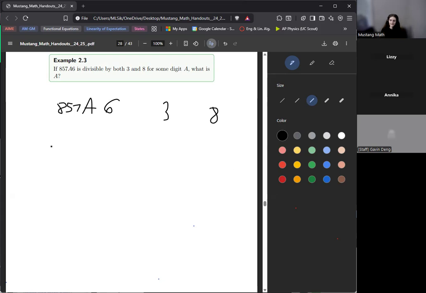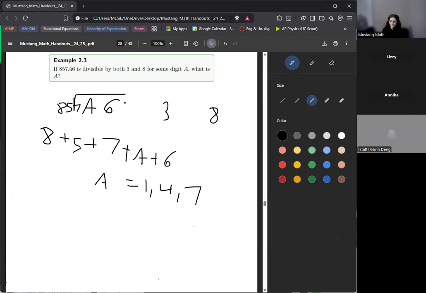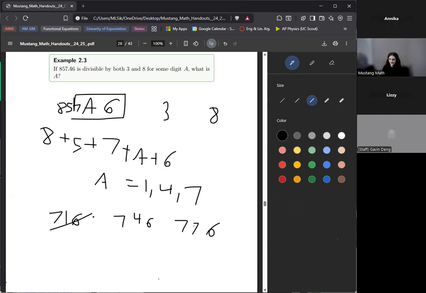So if it's divisible by 3, then that means 8 plus 5 plus 7 plus A plus 6 is also divisible by 3, which means A could be either 1, 4, or 7. Then do the same for 4. That means 7A6 must be divisible by 4. So our only options are 716, 746, and 776. If you were to try dividing all these, it might take a bit longer, but you can just cross these off and get that our answer A is 7.